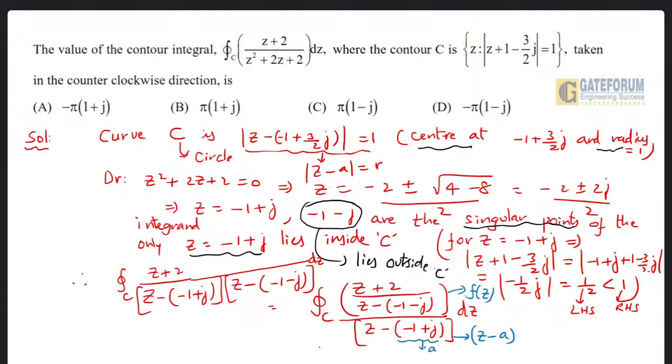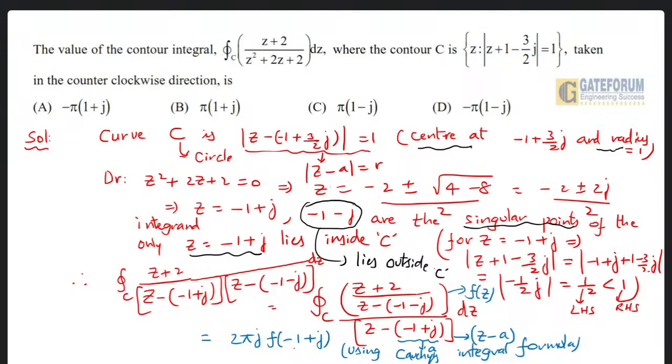Now what is your answer? 2 pi i into f of a. In place of i, we have to write j. So 2 pi j times f of the singular point. What is this singular point? Minus 1 plus j is the singular point, a. Once I denote a in Cauchy's integral formula, that point lies inside the curve. So using Cauchy's integral formula.